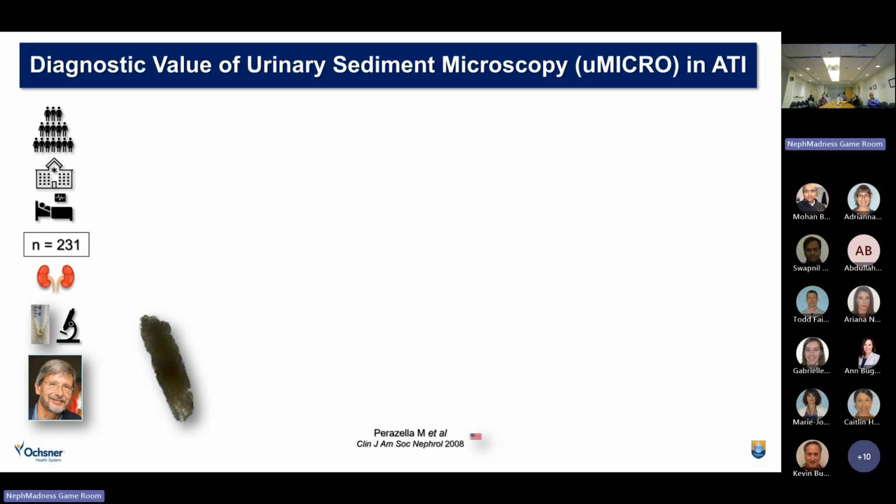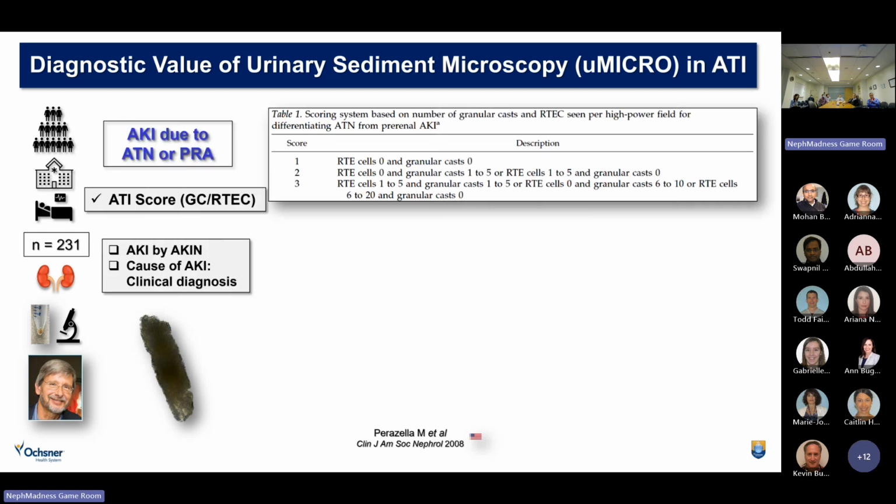And Mark Perazella in 2008 provided this seminal contribution that revived the value of microscopy in clinical practice and provided the first formal quantification of its diagnostic utility. So important work by Mark. Essentially his group at Yale created a score based on the number of casts and renal tubular epithelial cells and stratified them, and they were blinded to the clinical history and then went back and reviewed the charts after the fact to determine who had renal ischemia, who had ATN.